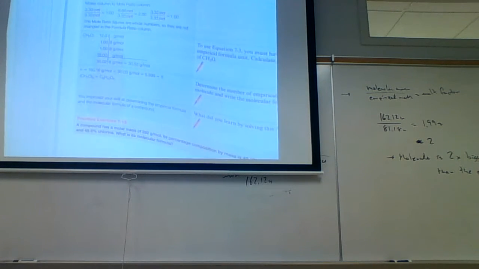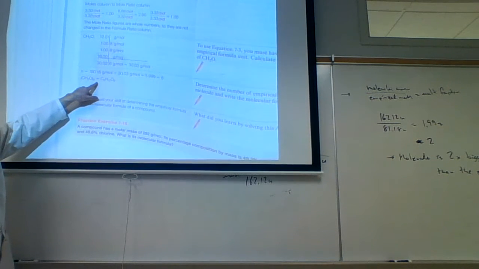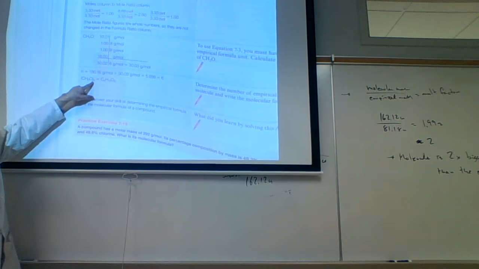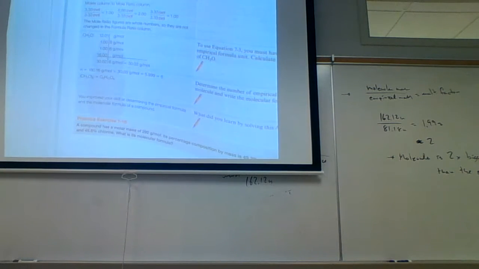it. And so the factor that they got was 6 in this case. So the molecule is 6 times bigger than the empirical unit. And so this is the way they did it. They put parentheses around here and did this sub 6. I just multiplied it. So my setup is just a little bit different there.